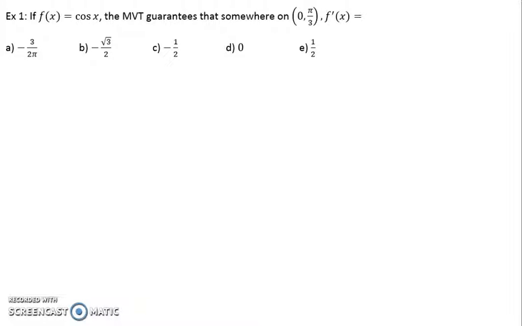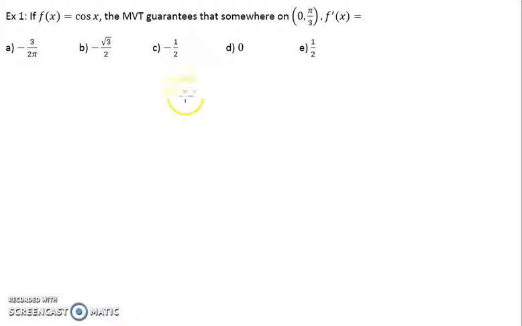So let's look at a couple of examples here. The first one, this is a multiple choice question. It might pop up like this, although MVT doesn't show up too frequently as a multiple choice question. But it says if f of x equals cosine of x, the mean value theorem guarantees somewhere on the interval 0 to pi over 3 that f prime of x equals something. So they're telling us MVT works here, so we don't have to think about it. But it's not a bad idea to say, all right, is cosine continuous on that interval? Yes. Is cosine differentiable on that interval? Yes. So we're going to be okay to use MVT.